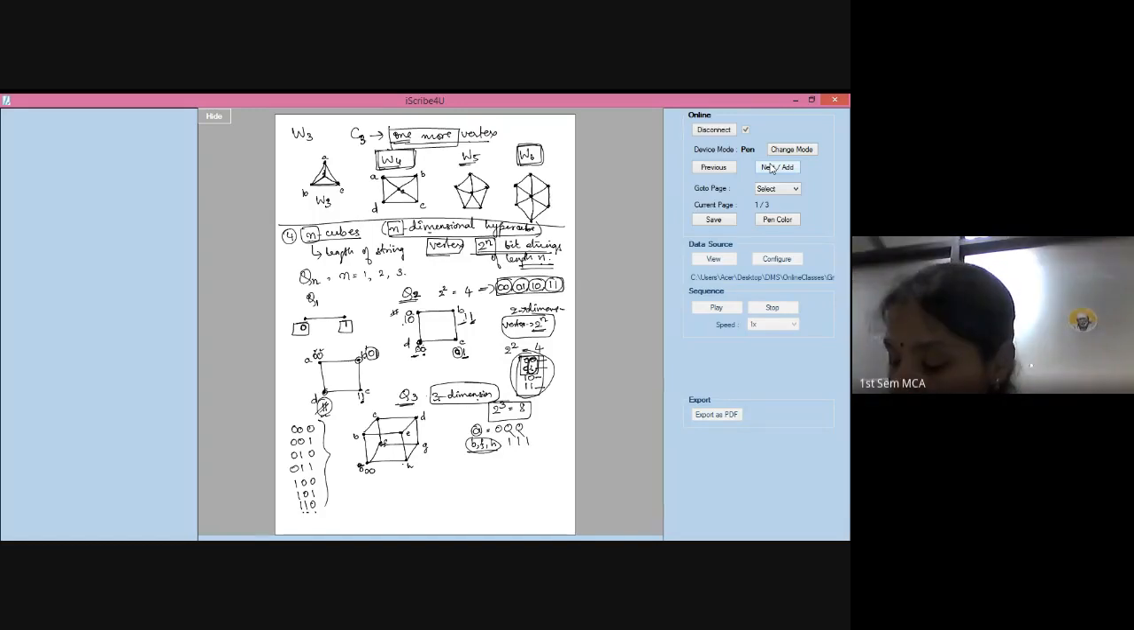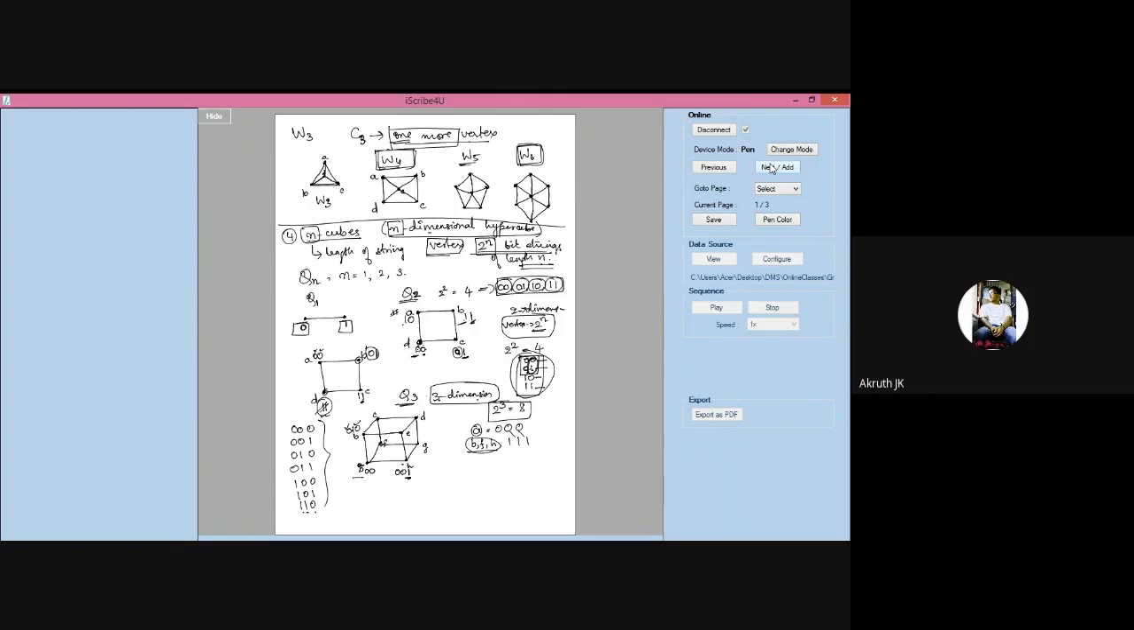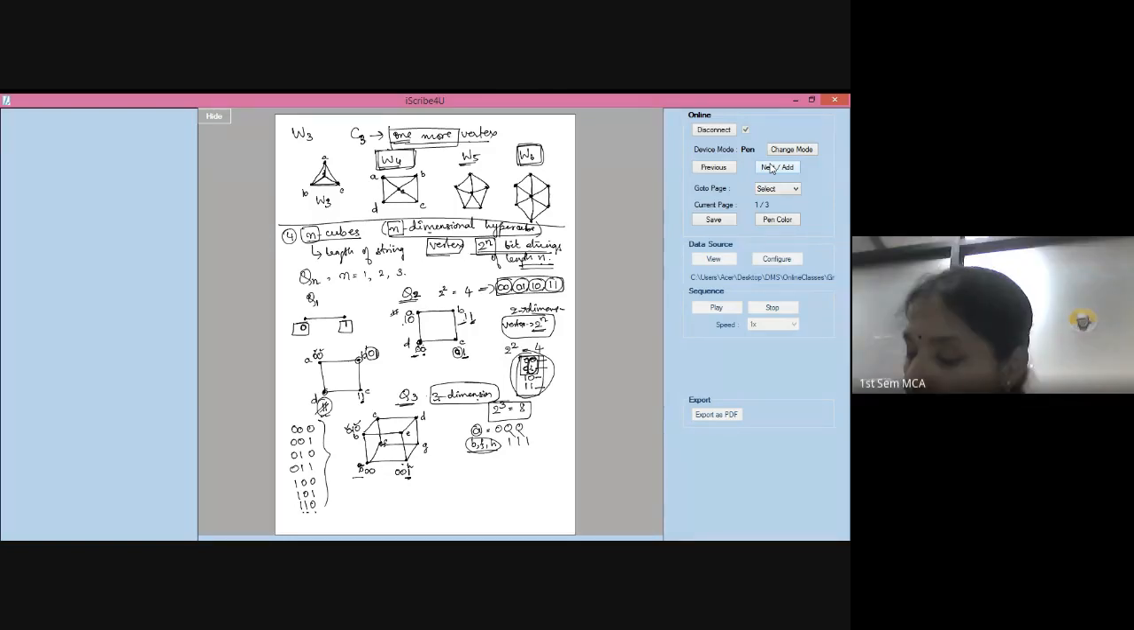Okay, so H is an adjacent vertex, so I can write 0, 0, 1 there, because the two 0s are the same and only one position is changing. Then for B, I can write 0, 1, 0. That is also right because the other 0s are the same and only this 1 is changing. Are you understanding what I'm trying to do? Yes, ma'am. Next, at C, can you tell me what we can place?